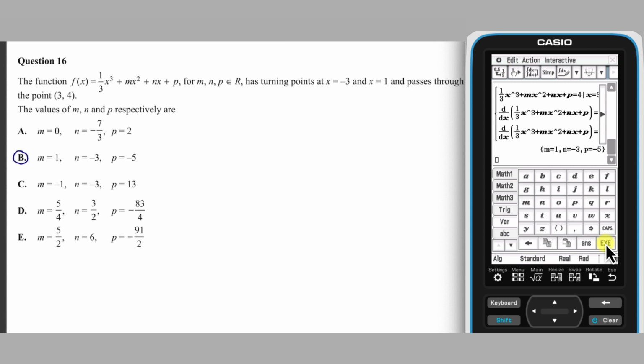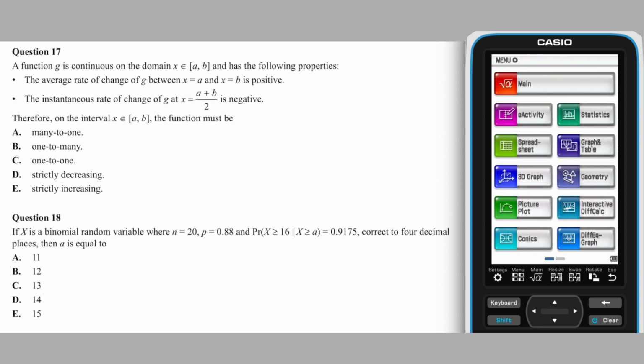This method could also be implemented without the assistance of CAS, but such a method has the potential to be time-consuming and prone to error. Question 17. This question is a bit different in as much as it gives information about the average and instantaneous rates of change of a function, and then asks about a range of properties that this function might possess.